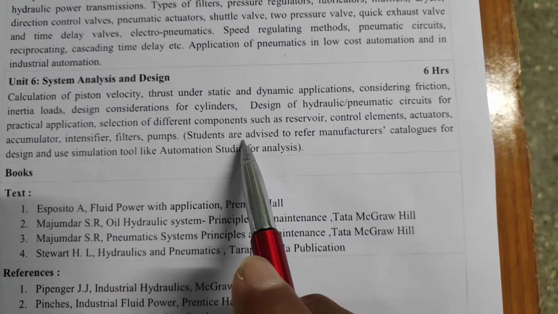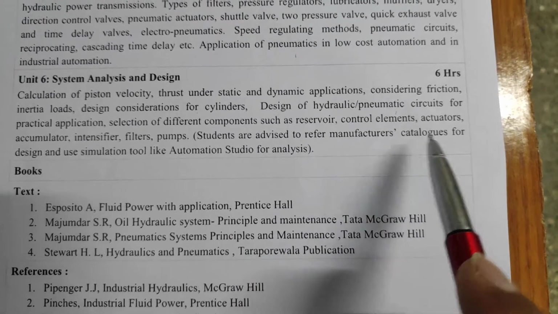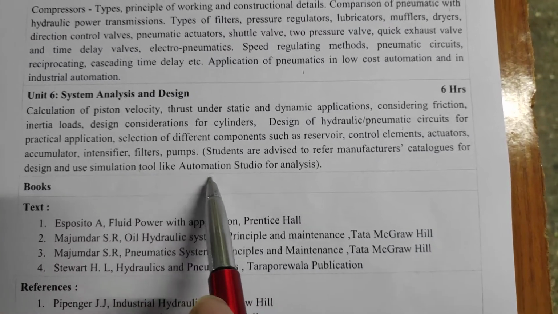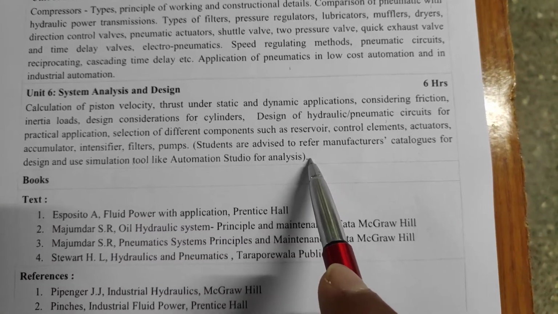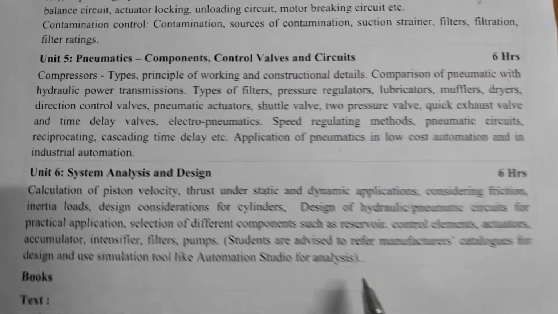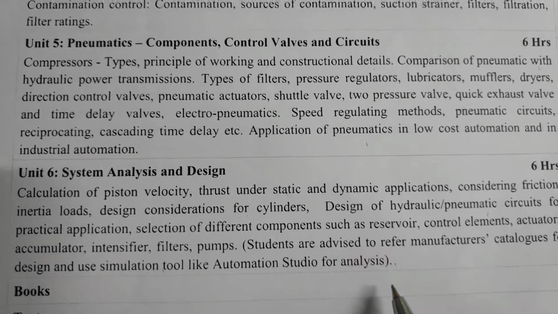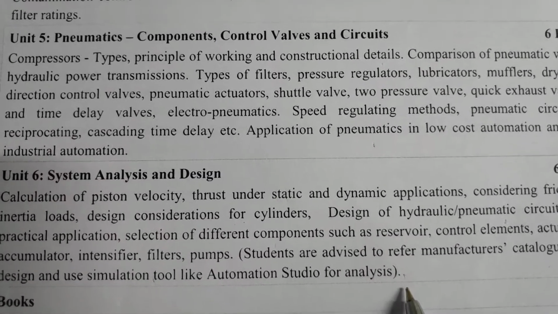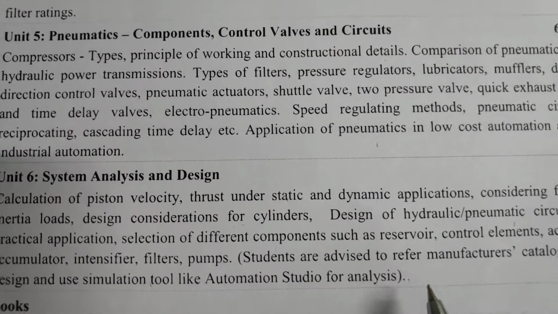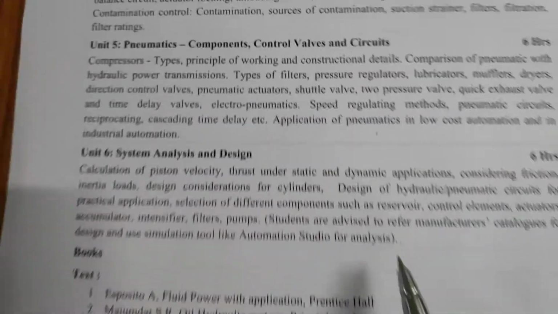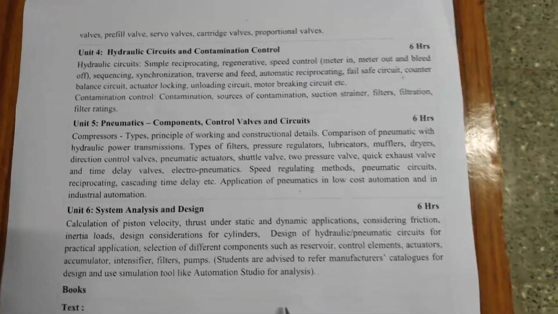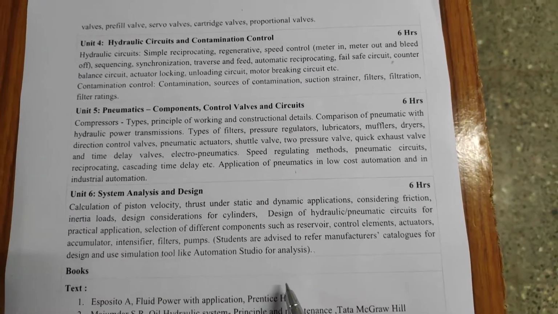And here students are advised to refer to the manufacturer catalog for design and use simulation tools like Automation Studio for the analysis. You can also go for other software, that is FluidSim H and FluidSim P or any other similar software. So there are so many software packages available. Also different manufacturer catalogs are available. You can refer to that for this.